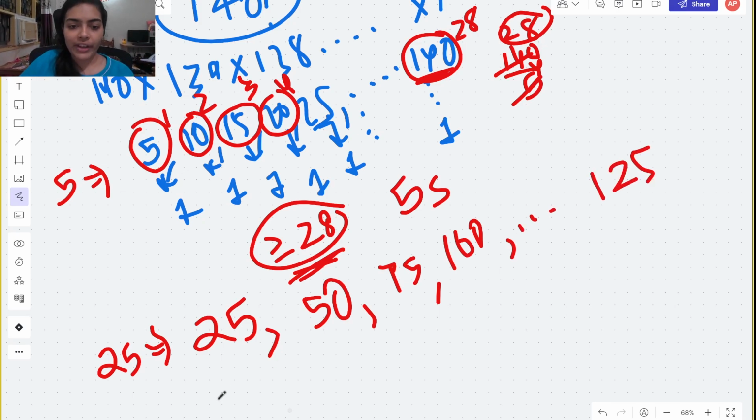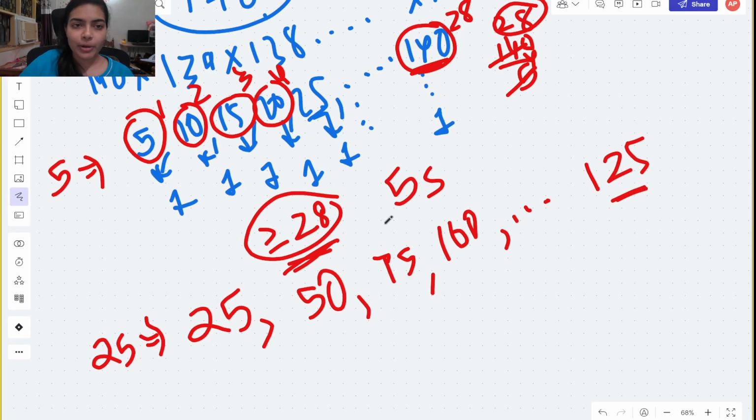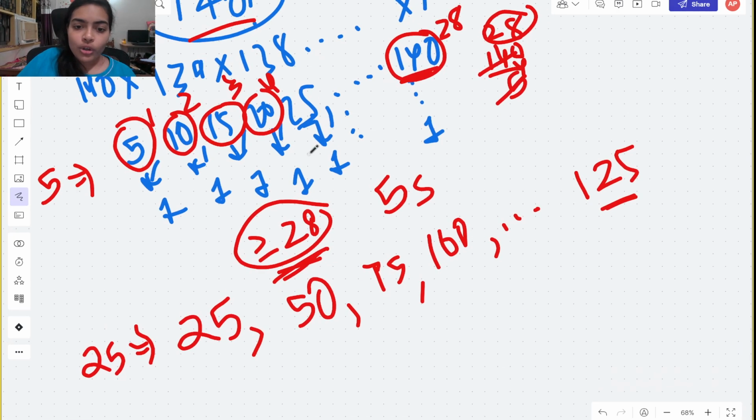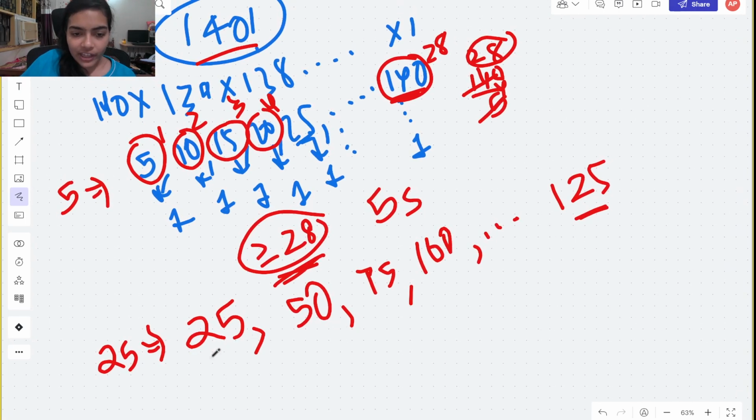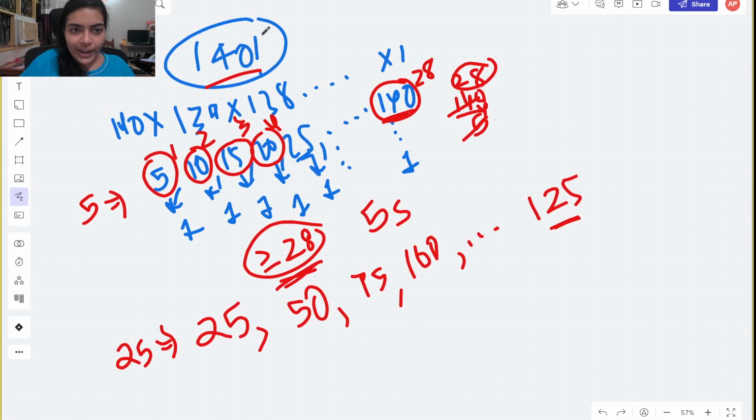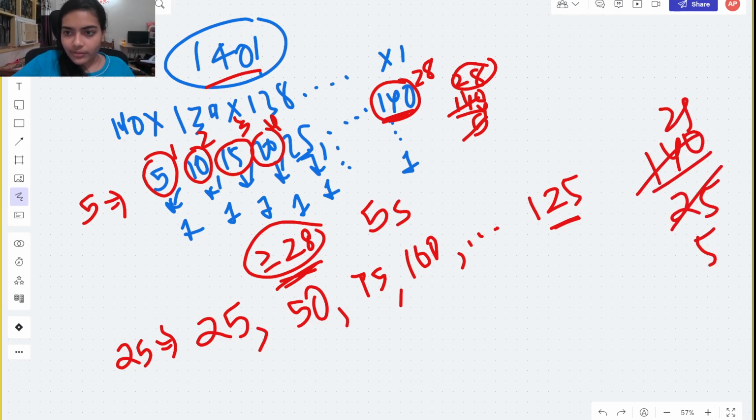Up to 125 it will be, right? 125 will be the last multiple of 25 before 140. So how many multiples of 25 do you have? Again, you need not write down all the multiples and check. What you can do is just divide 140 by 25. When you divide that, what do you get? If you round it off, you get 5, right?